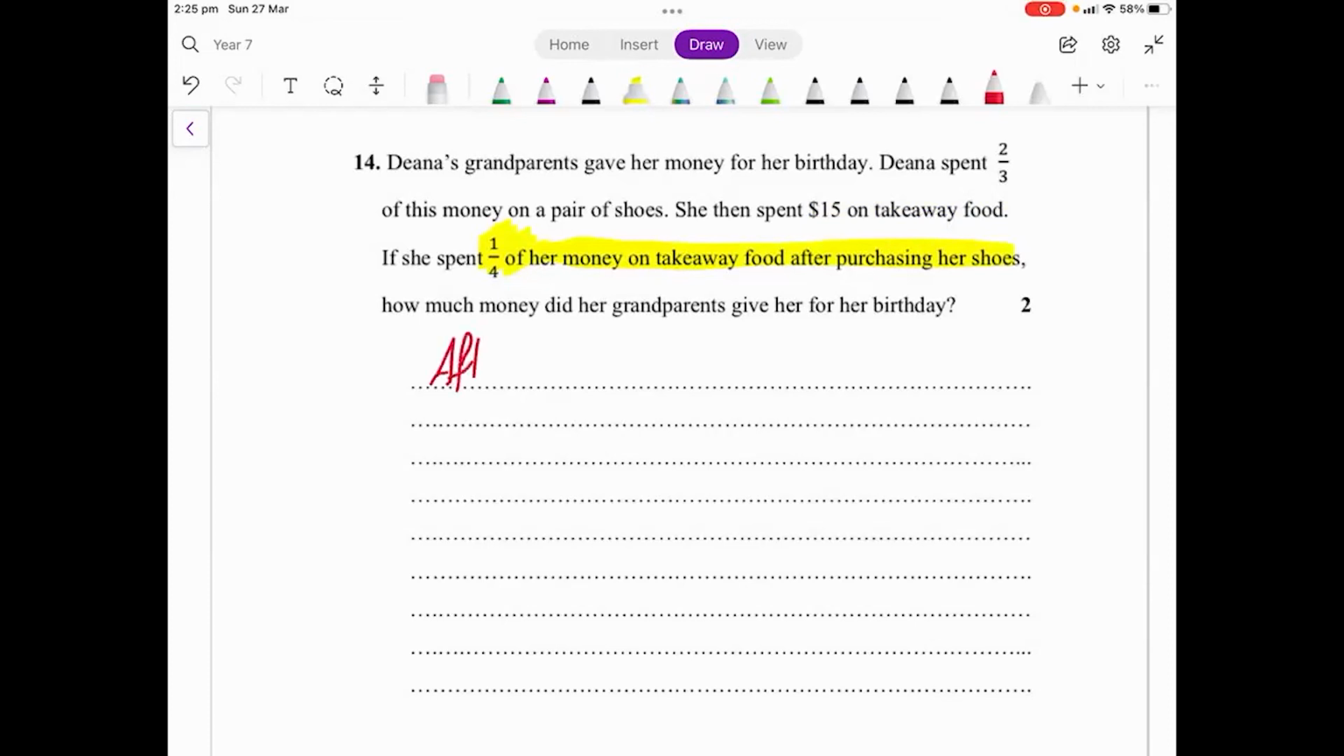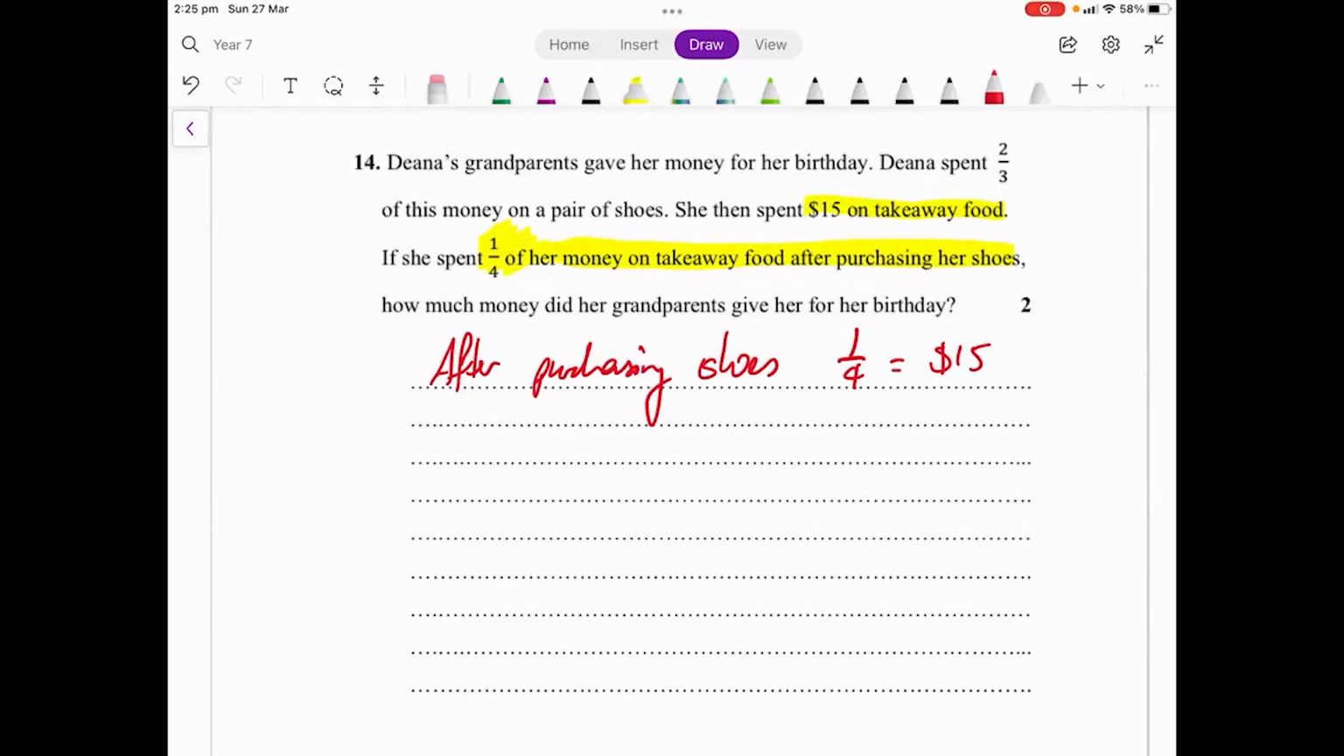Last question. This one's a little bit confusing. It says, Deanna's grandparents gave her money for her birthday. She spent 2/3 of this money on shoes. After that, she spent $15 on takeaway. If she spent 1/4 of her money on takeaway, how much did her grandparents give her for her birthday?